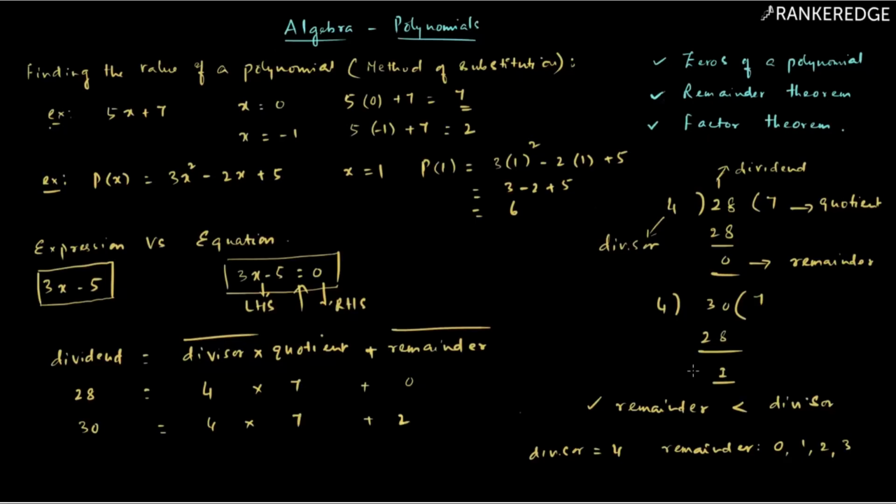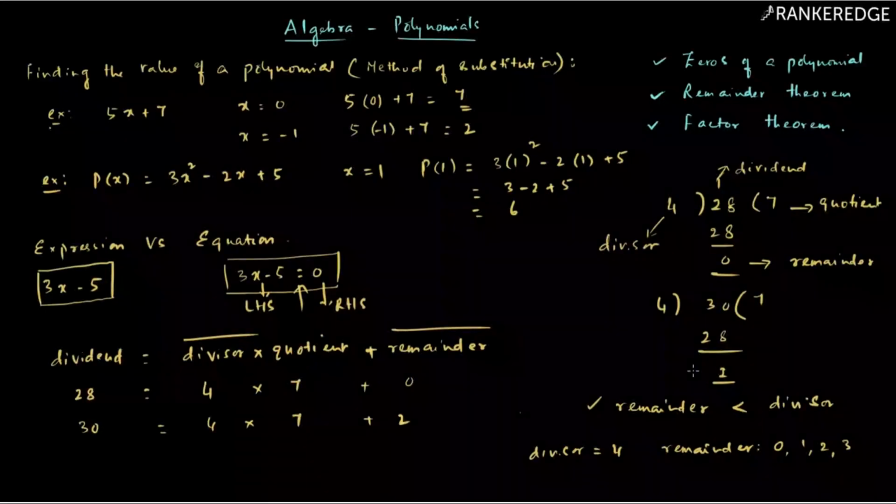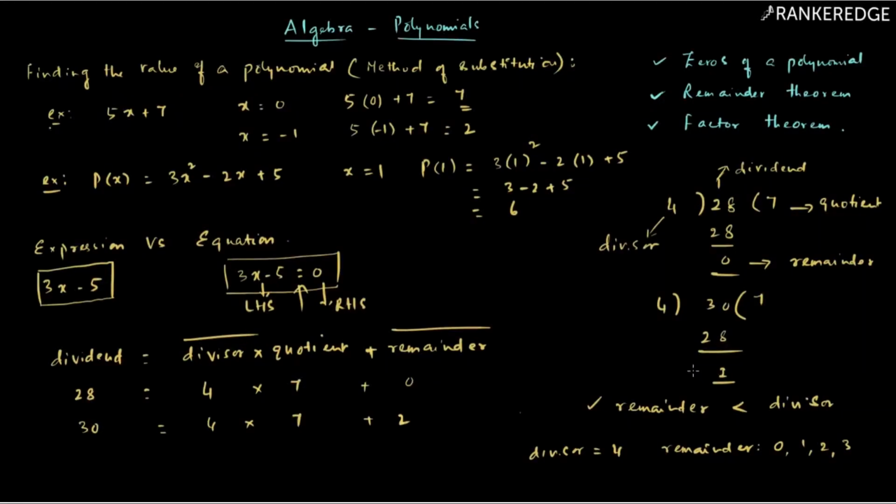But we have to firstly understand how to find the value of the polynomial given a value of the variable. What is the difference between an expression and equation? And this dividend rule as it is applied to the polynomials. Now we have to understand zeros of a polynomial. What is the zero of a polynomial?